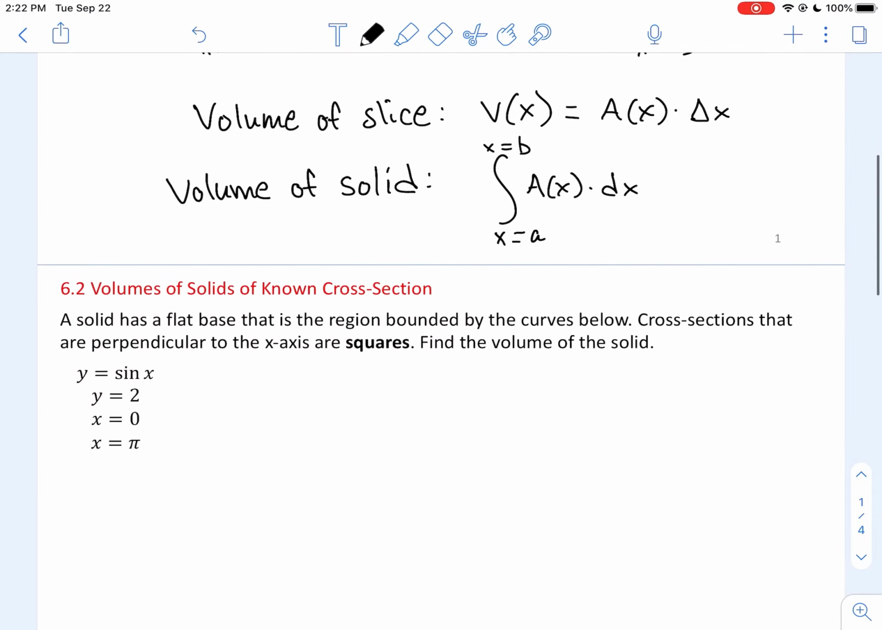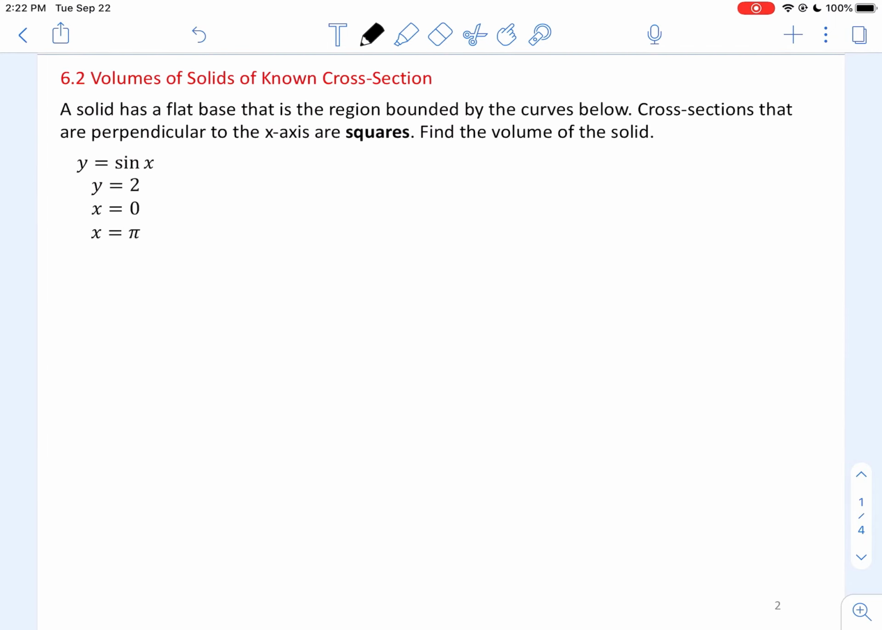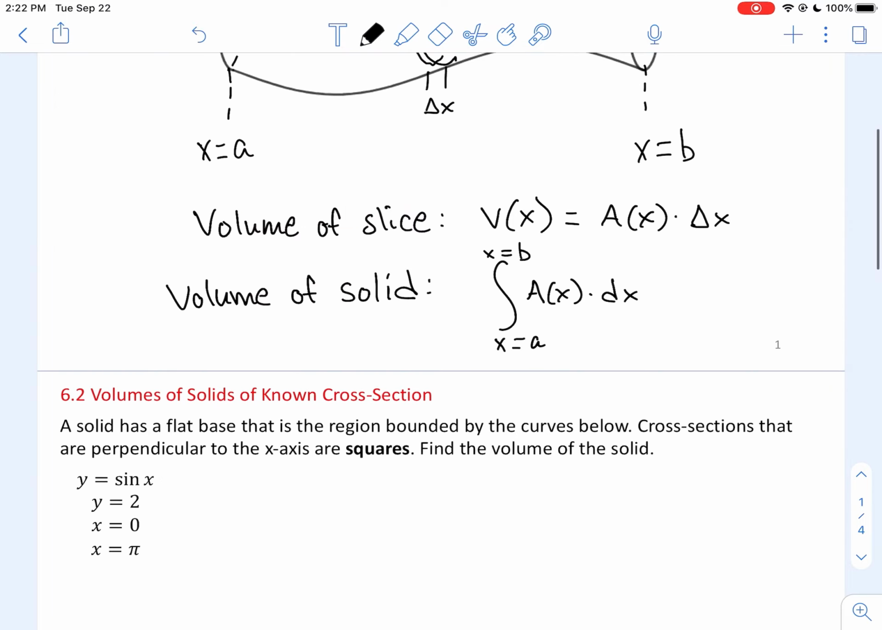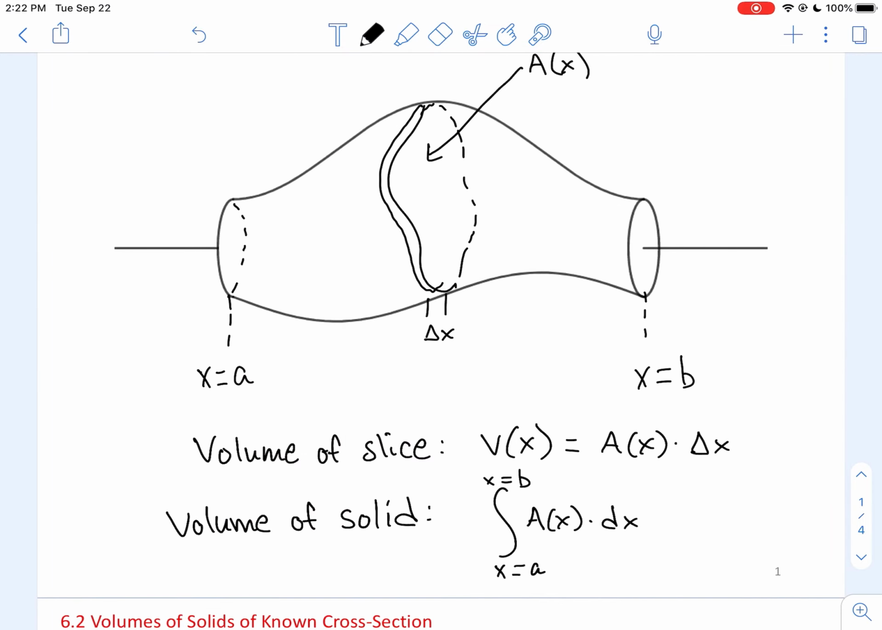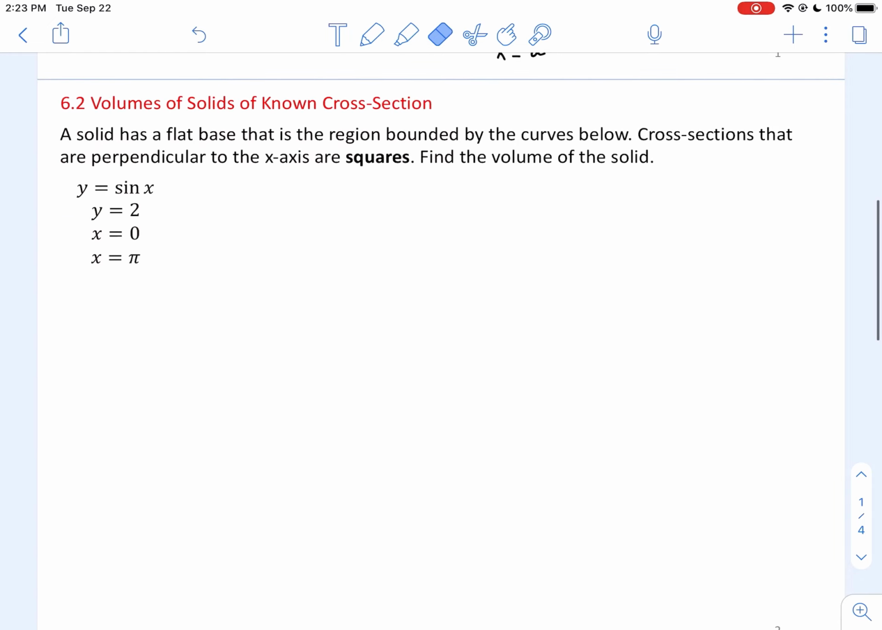So as our first example, consider a solid that has a flat base, right? So unlike this solid, which had flat ends, we'll call these the ends, but imagine it was sitting on a tabletop. In this particular drawing, I don't see a flat base. I see a curving base, like a vase tipped on its side, right? It wouldn't have a flat base. But in this example, we're imagining a solid that has a flat base. And that base is the region bounded by the curves below.